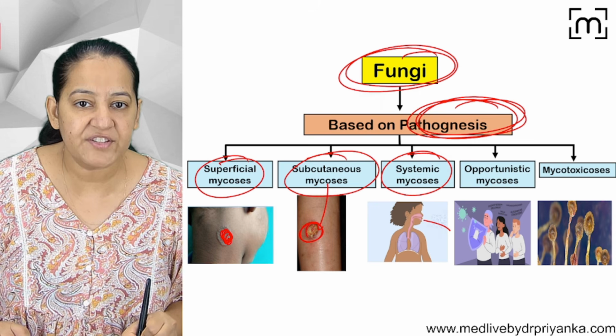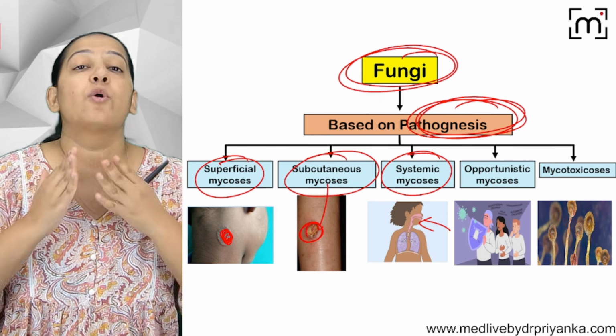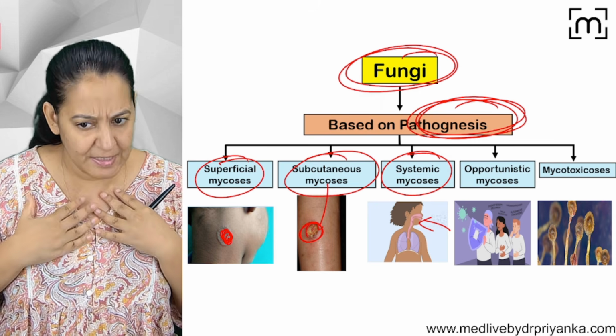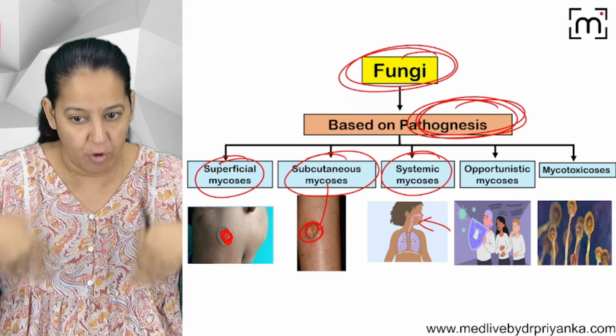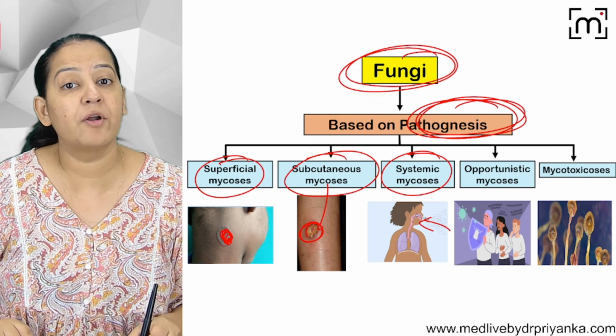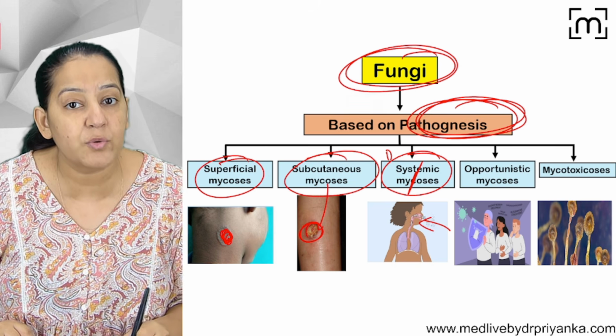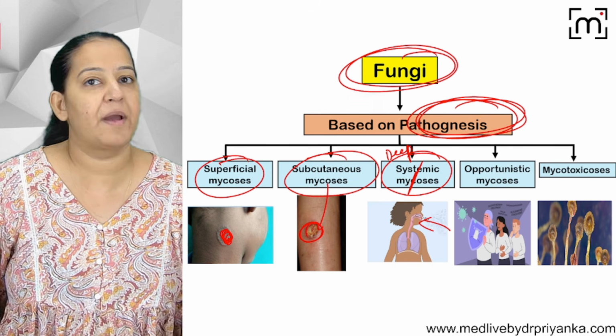The third is systemic mycosis. These are the fungus which enter via the respiratory route. First, they go in the lung, involve the lung, and cause pneumonia. From the lung, they go in the blood and involve multiple organs. Since they involve multiple organs, it is known as systemic mycosis, also known as deep mycosis. Systemic and deep mycosis are the same.